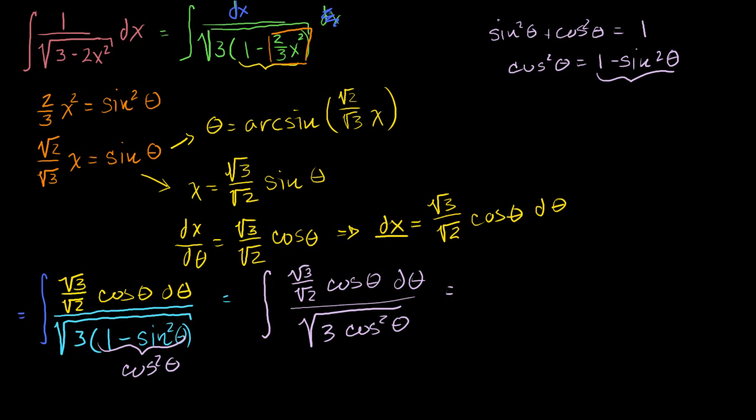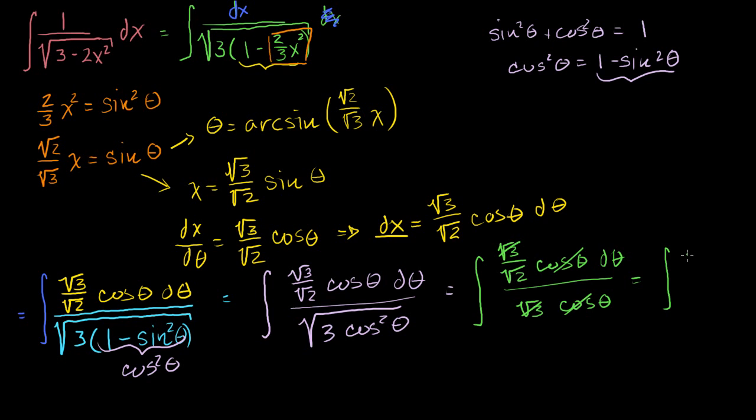So this is going to be equal to square root of 3 over the square root of 2 cosine of theta d theta, all of that over, what's the square root of this? It's equal to the square root of 3 times the square root of cosine squared, so times cosine of theta. Now this simplifies things a good bit. I have a cosine of theta divided by a cosine of theta. Those cancel out. We just get 1. And then I have a square root of 3 up here divided by a square root of 3. So those two cancel out. So my integral simplifies nicely to 1 over square root of 2 d theta.